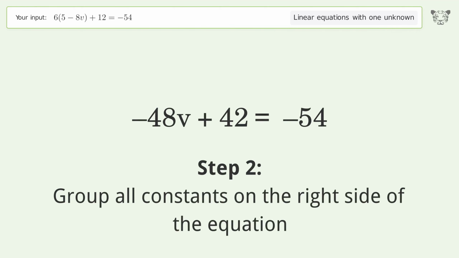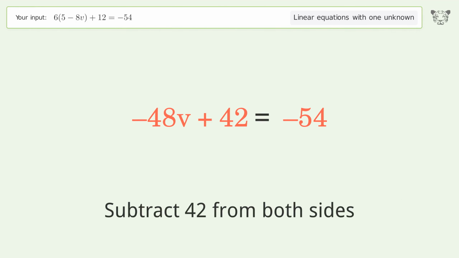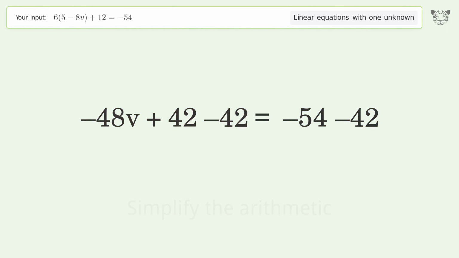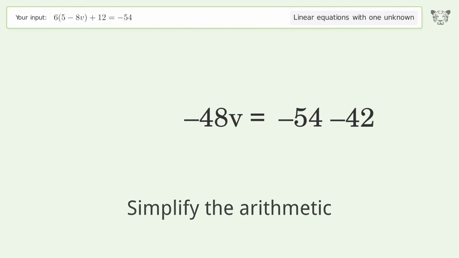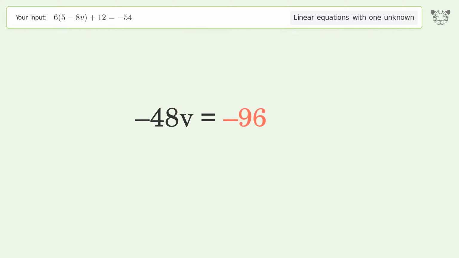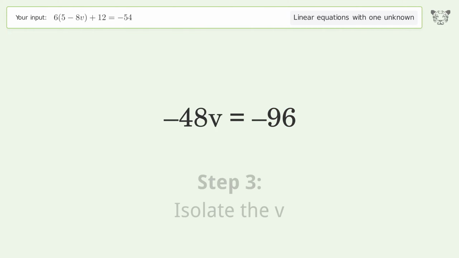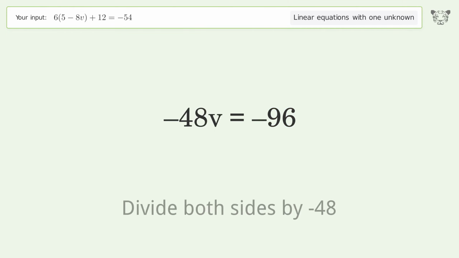Group all constants on the right side of the equation. Subtract 42 from both sides. Simplify the arithmetic. Isolate the v. Divide both sides by -48.